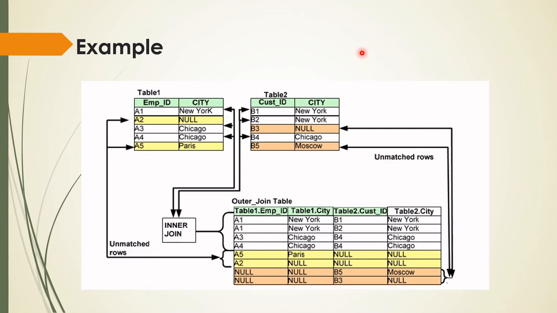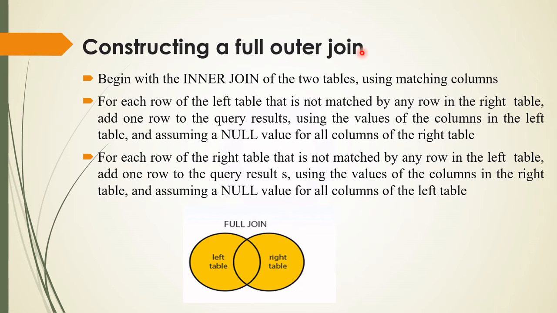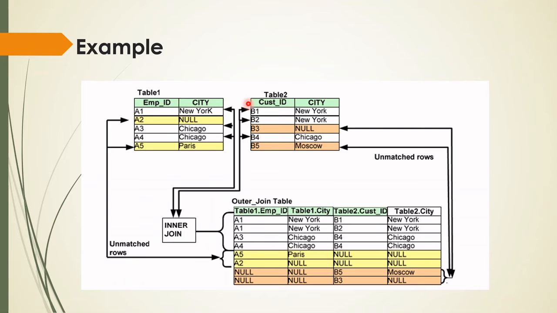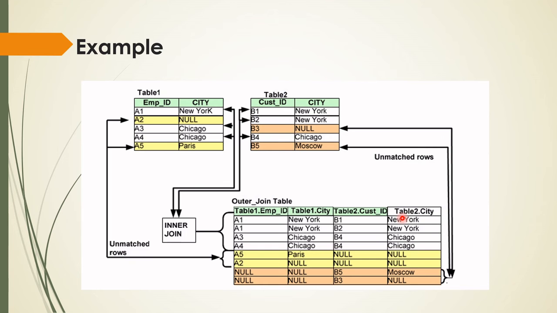Okay, see the example. In the previous example we wrote only matching rows. This is the output of the previous example: A1 New York, B1 New York, A1 New York, B2 New York, A3 Chicago, B4 Chicago, A4 Chicago, B4 Chicago. This is the match output, that I have explained in the inner join. Now what happened, this is a not match. So A2 null is not matched with anything, then also we are writing it over here. A2 null, null null. So A2 null with all null, so we are writing just A2 null, and here we have all null.